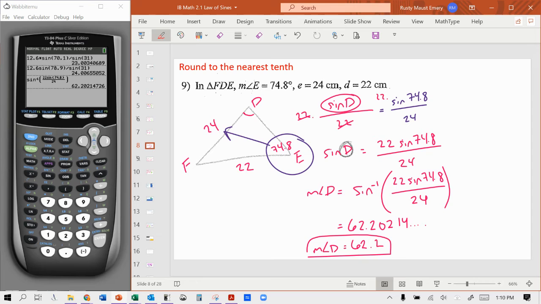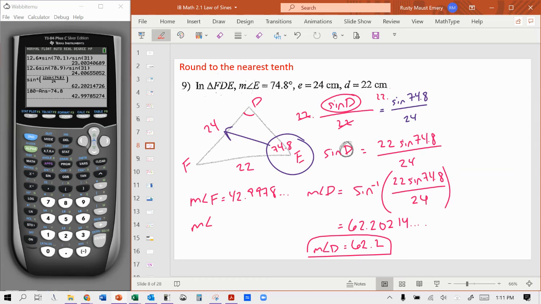And to do that, let's just go ahead and do 180 minus, and notice I'm going to use that previous answer. So if I hit second and then the negative button, that pulls down the previous answer, and then minus 74.8. So that right there is the measure of the third angle. So the measure of angle F is equal to 42.997, and so on.